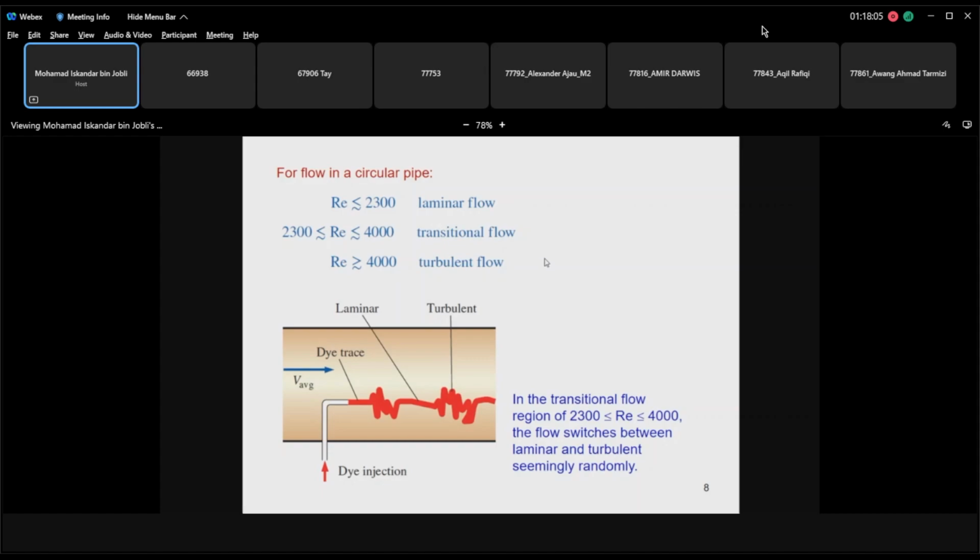I think in one of the modules in lab 4, your task is to find this critical Reynolds number. In lab 4, you would need to find the critical Reynolds number. This is the experiment you have to do.